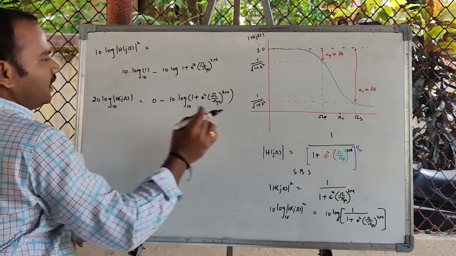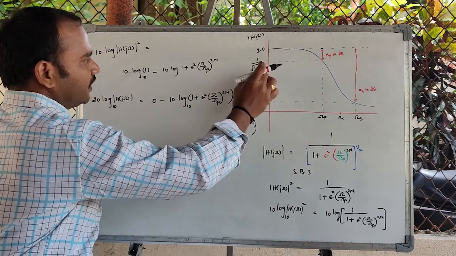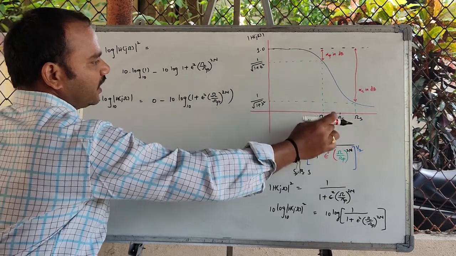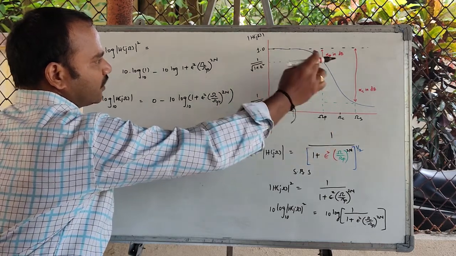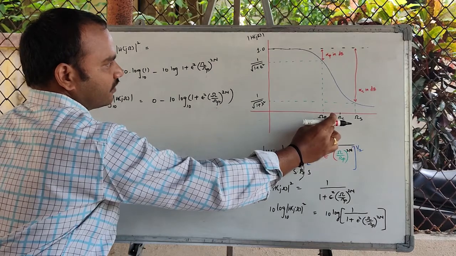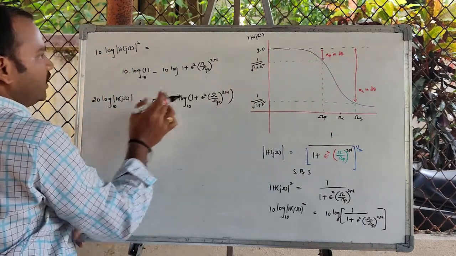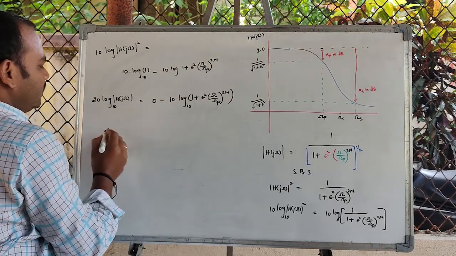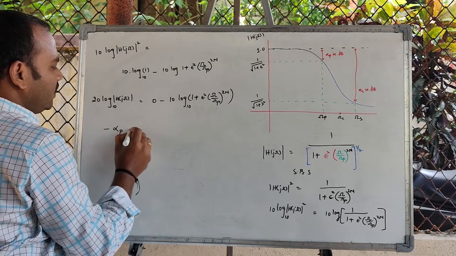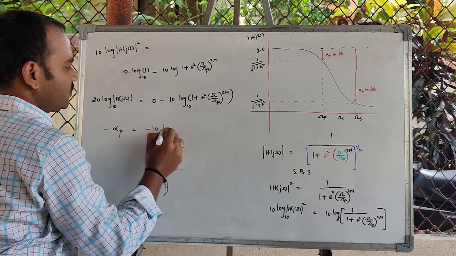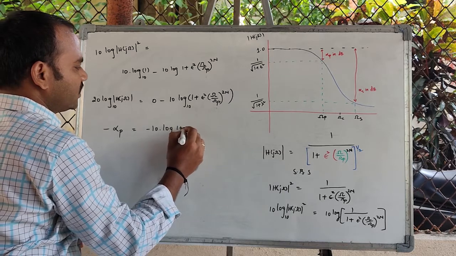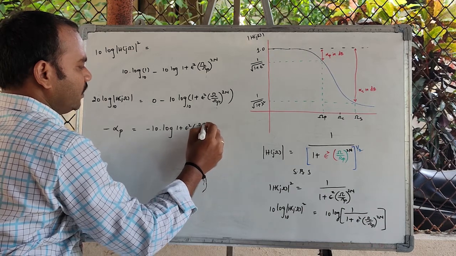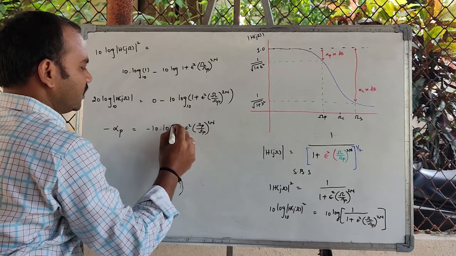Now exactly at pass band frequency, the magnitude is 1 by under root of 1 plus epsilon square. If we take the value of the magnitude function in decibels at the same pass band frequency, it is alpha p. So it is below 1, so it is negative. So if this is the decibel quantity, this is exactly equal to minus alpha p is equal to minus 10 times logarithm of 1 plus epsilon square at omega equal to omega p, so (omega p by omega p) to the power of 2n base 10.